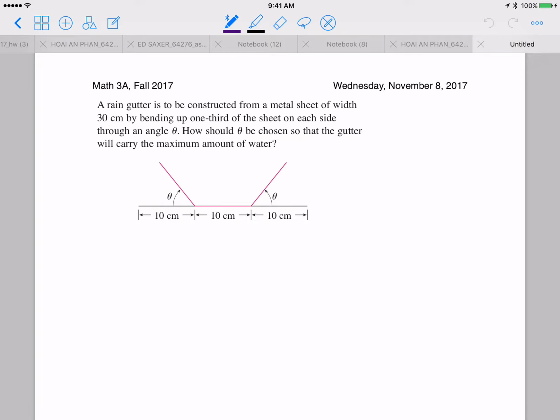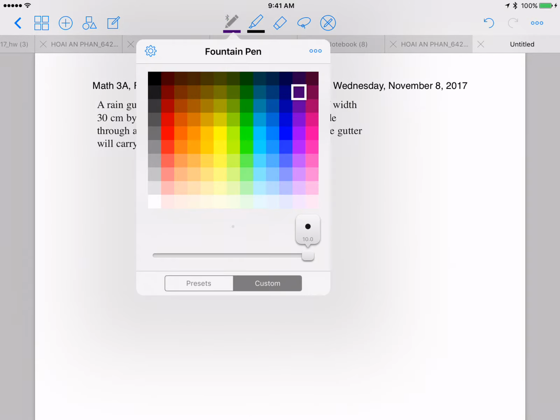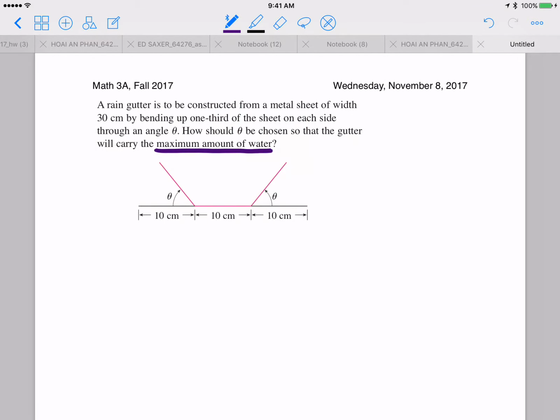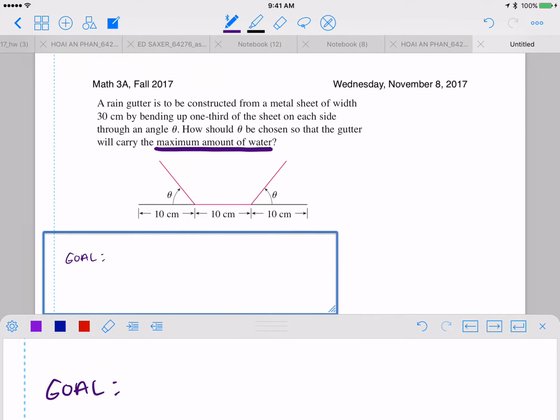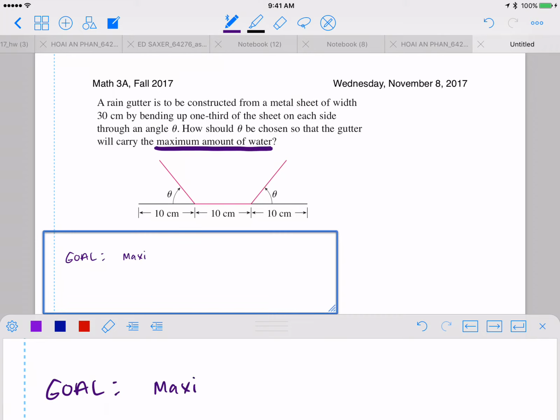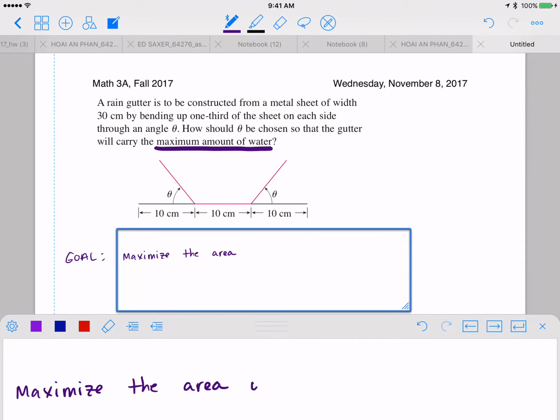Okay. So the gutter is going to be able to carry water or contain water. And essentially, since we're trying to figure out the maximum amount of water, our goal is to maximize the area of this trapezoid. And so here's the trapezoid that we're talking about.